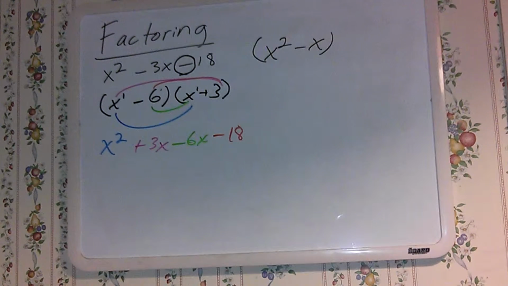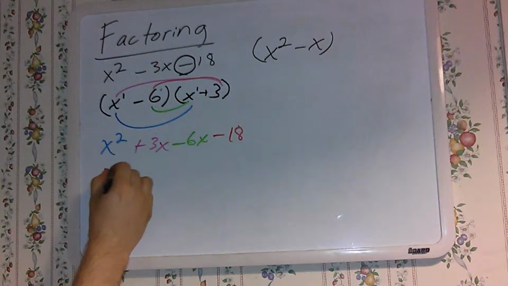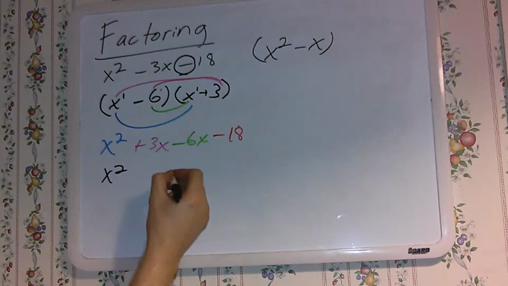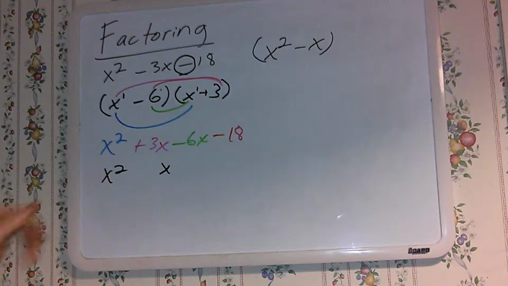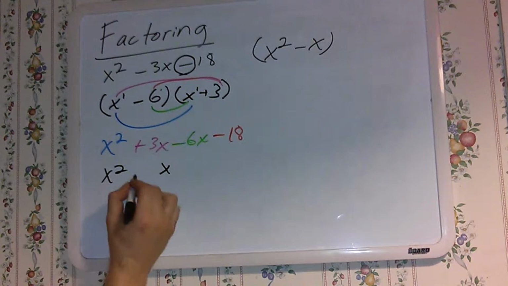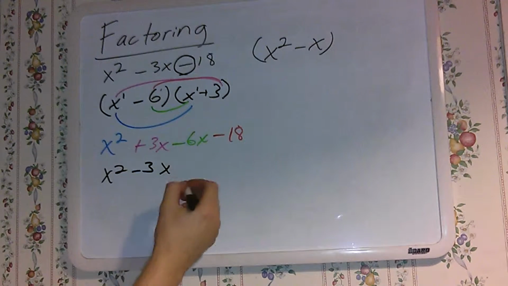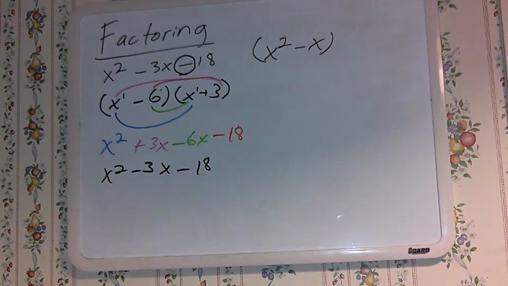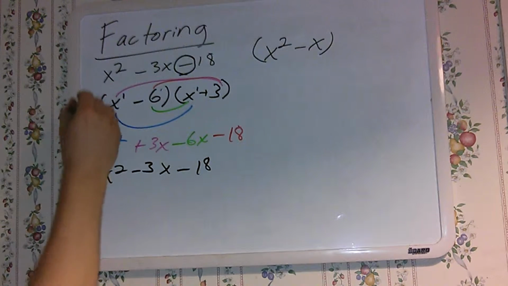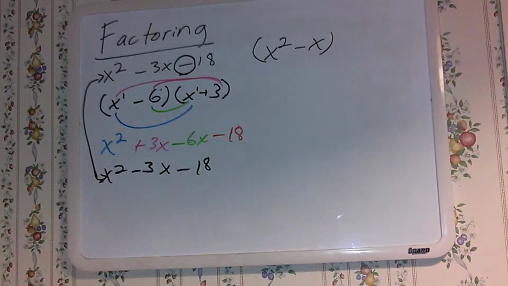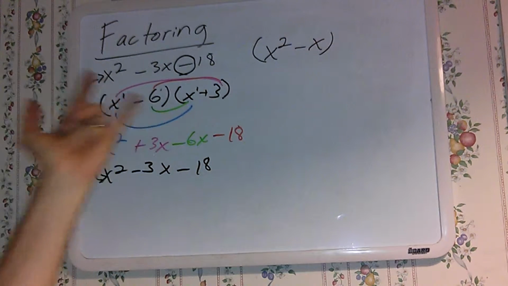So we're going to bring this x squared down. And we know this x is going to come down. So we just take positive 3 and negative 6. Well, positive 3 and negative 6 is negative 3. And then we bring our negative 18 down. And so now you see this term and that term match. And that's how you know that you have a valid factor.